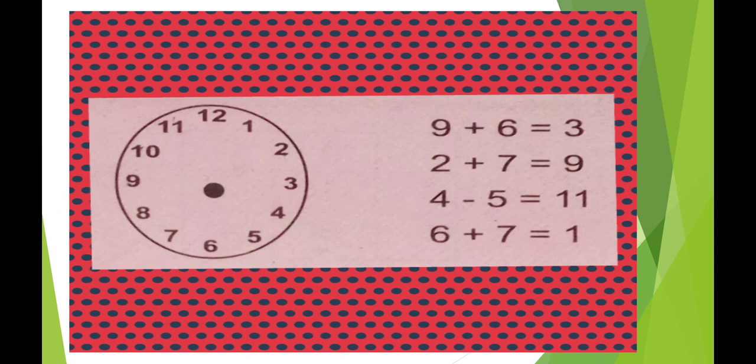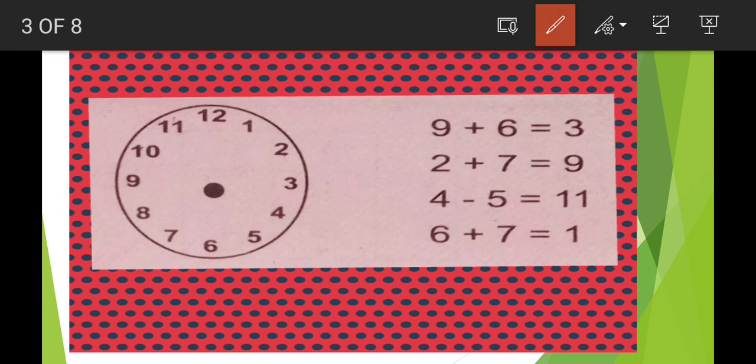Now let's look at question number 1 here. You say 9 plus 6 is equal to 3. Using our normal mathematical calculation, 9 plus 6 is equal to 15 and not 3. What they did was add 9 and 6 together, which gave us 15. Then they subtracted 12 from it, and you know 15 minus 12 is equal to 3.